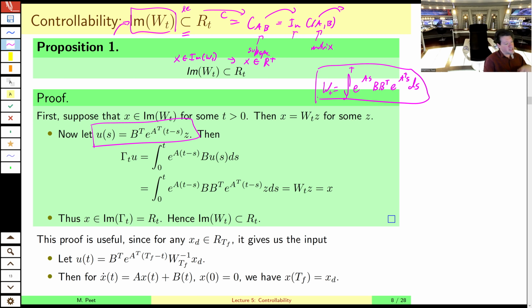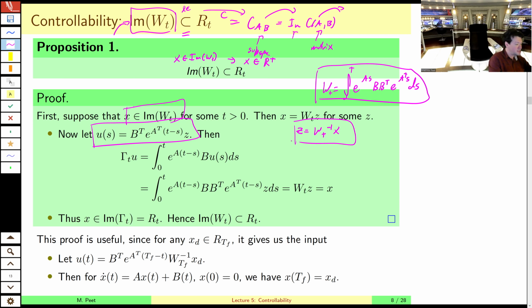Anyway, it says if X is in the image of that matrix, then remember what the image is. Then there exists a Z such that X equals W_T Z. W_T is invertible for that X, basically. We could find Z equals W_T inverse X, for that particular X. Now, W_T may not be invertible for every X, but it has to be invertible for that X. So we can construct this Z as such.